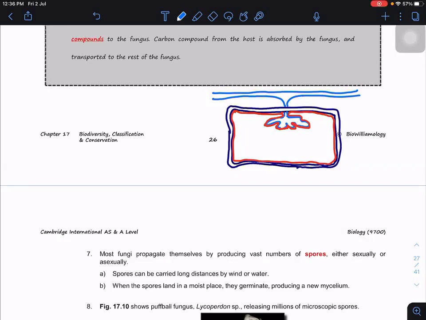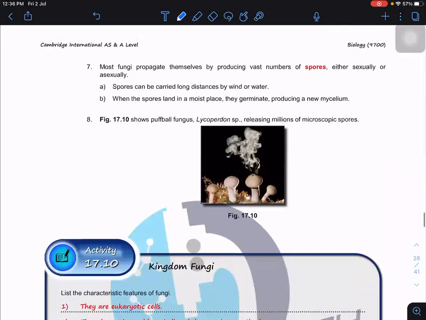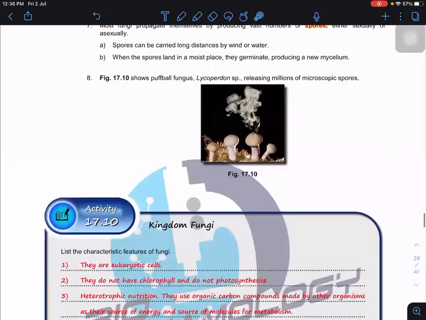So haustorium is a feature. No other organism can do this. Haustorium is a feature of the fungi. Fungi can do this, okay? How do they reproduce? They reproduce through a vast number of spores. So can you see the structure here? Release the spores into the air. So what we eat actually is a reproductive structure of a fungus, okay?